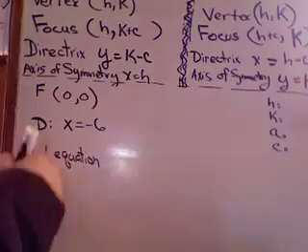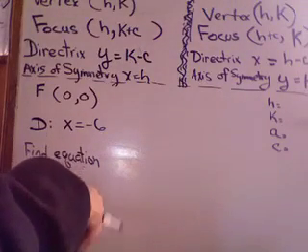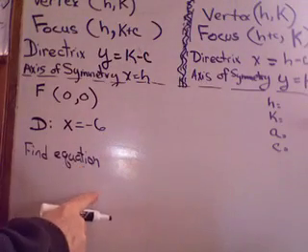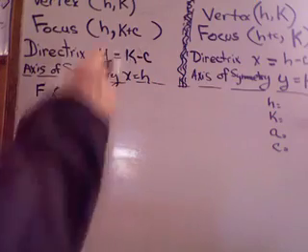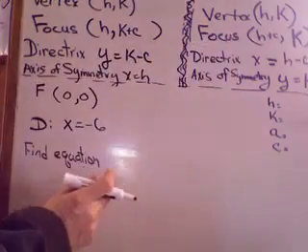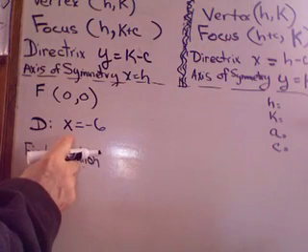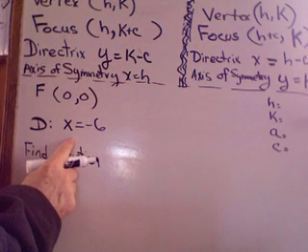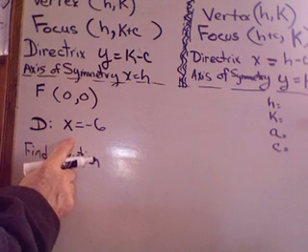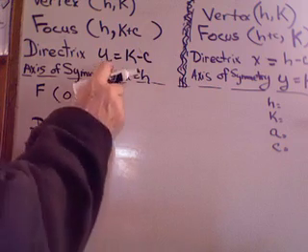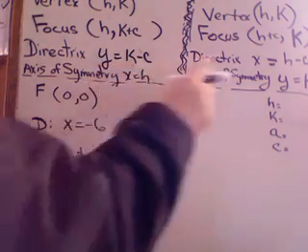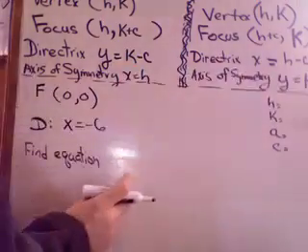You're given the vertex, H and K is easy. But we're not. That's the focus. And I don't know which one it is. I don't have enough clues yet. Oh, the directrix is a clue. X equals negative 6. Let's look at directrix. Y equals K minus C. X equals H minus C.